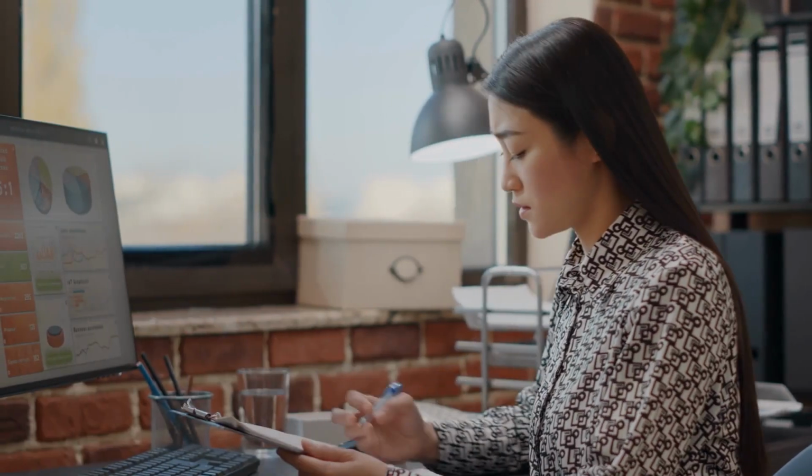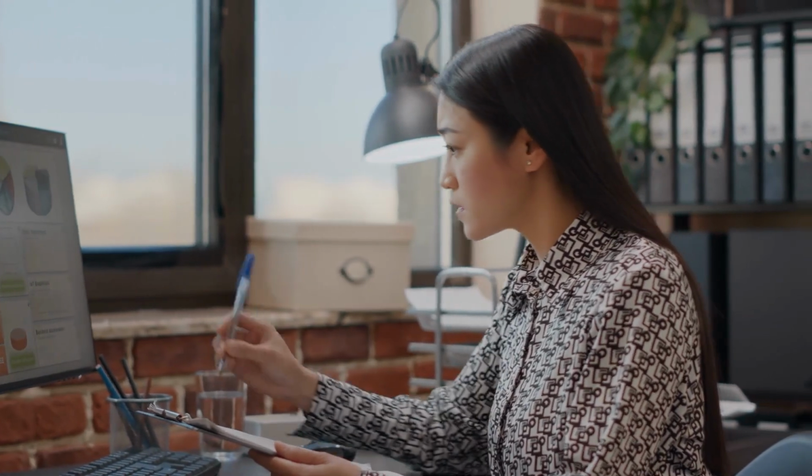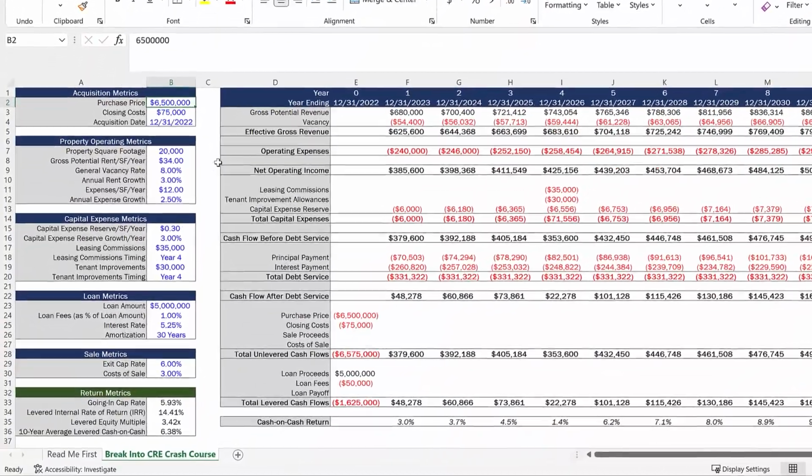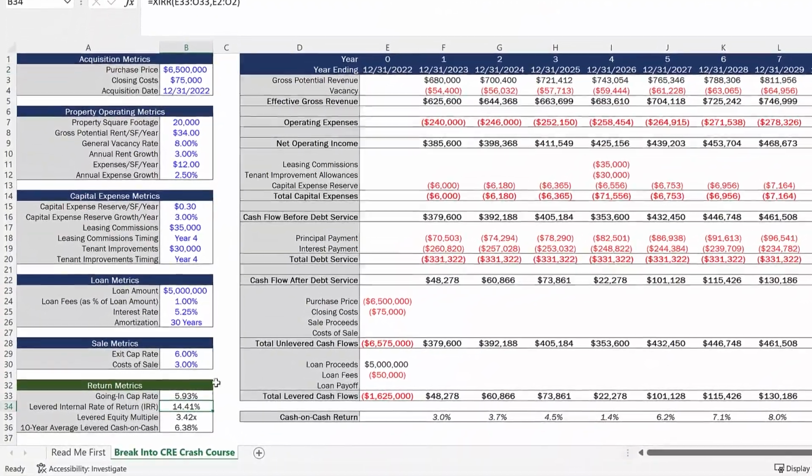And in addition to the sensitivity analysis, you may also be asked to value the property given a target return metric, usually an IRR or equity multiple value, testing your ability to back solve for a maximum offer price based on the returns required by investors.